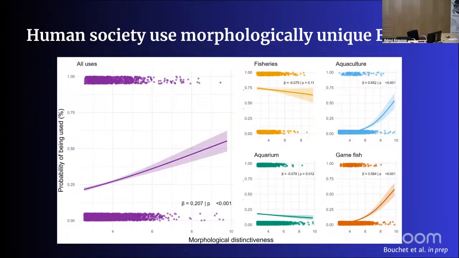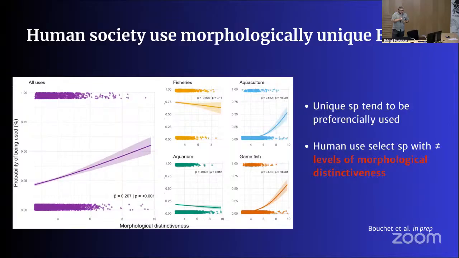We can see that first we will concentrate on all uses. The more a species is morphologically distinct, the more it tends to be used. But it's not the same pattern for all uses. It's the case, and it's very strong, for game fish and aquaculture, which will select species with a very high level of distinctiveness. And for fisheries and aquarium it's actually not the case. Quite the opposite. So what we need to understand here is that unique species tend to be preferentially used by humans, but human uses select species with different levels of morphological uniqueness.